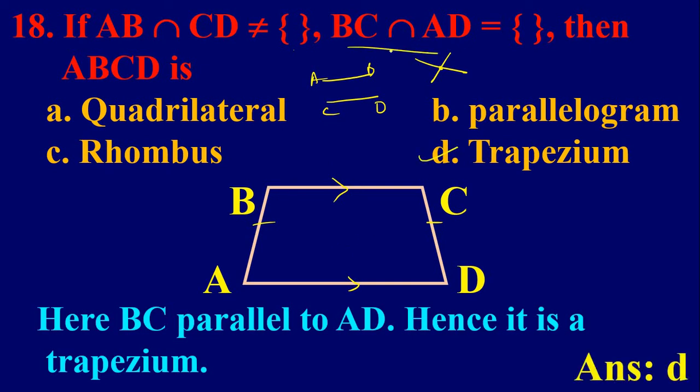Here two sides are parallel, so their intersection is the empty set. If two sides are not parallel, they will meet at a point, so their intersection is not the empty set. Therefore in this figure, two sides are parallel, so it is a trapezium, which is option D.